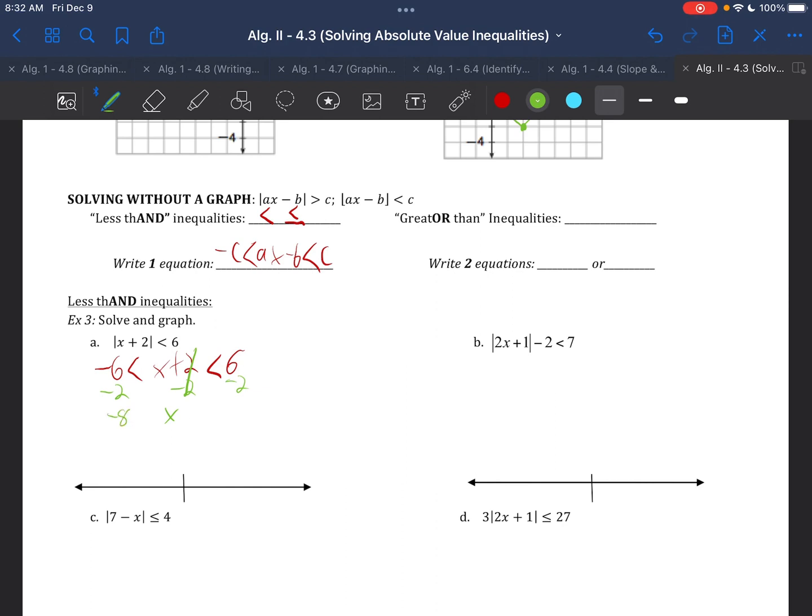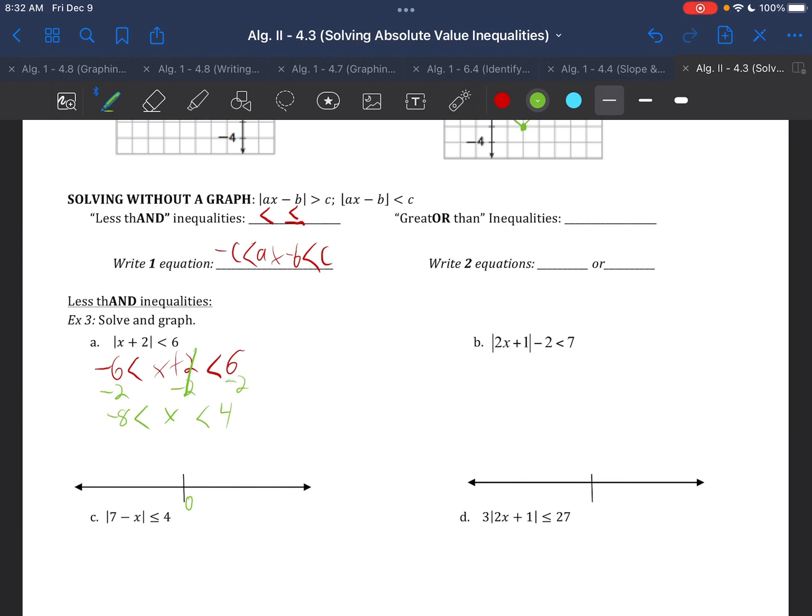Well, 2 minus 2 is 0, so we're left with x. Negative 6 minus 2 is negative 8, and we still have our less than inequality. And 6 minus 2 is 4, and we still have the less than inequality. So our answer ends up being negative 8 is less than x, which is less than 4.